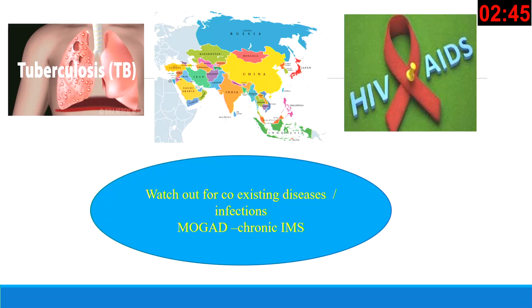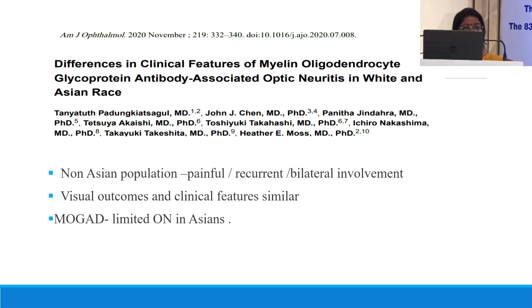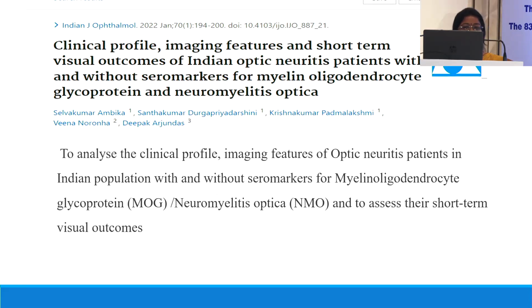And in the literature also, there are a lot of differences. This is an article which compared white versus Asian race in the MOGAD spectrum, and they found that the non-Asian population had more recurrent, painful, and bilateral involvement. The vision outcome and clinical features were almost similar, but MOGAD most of the time had a limited optic neuritis in Asians.